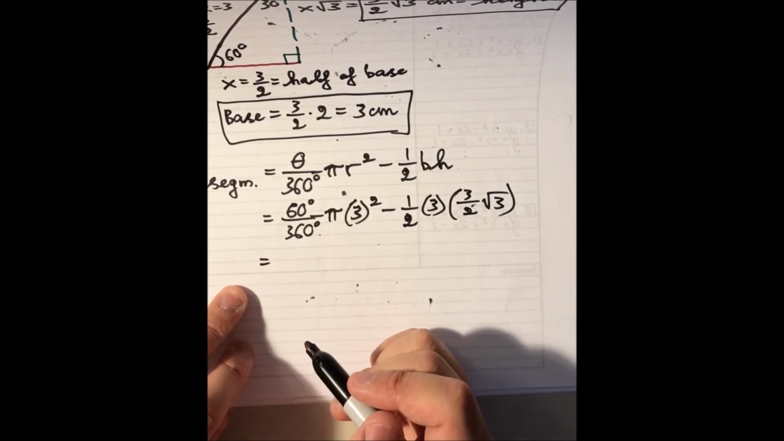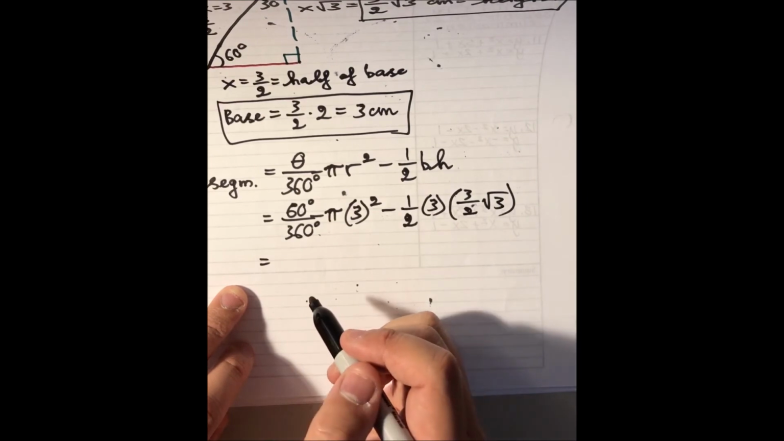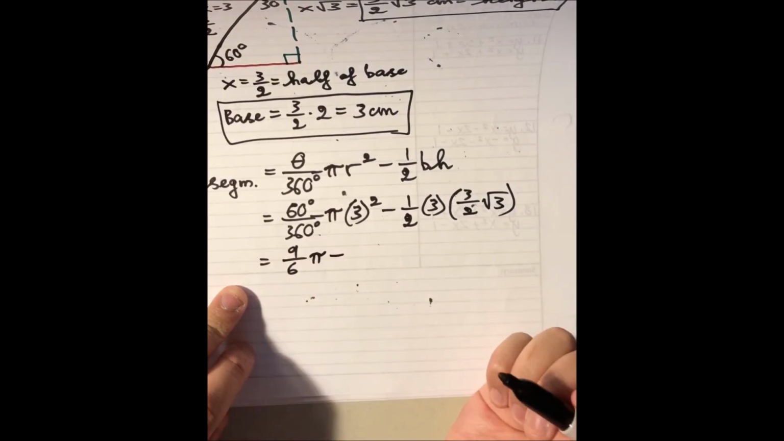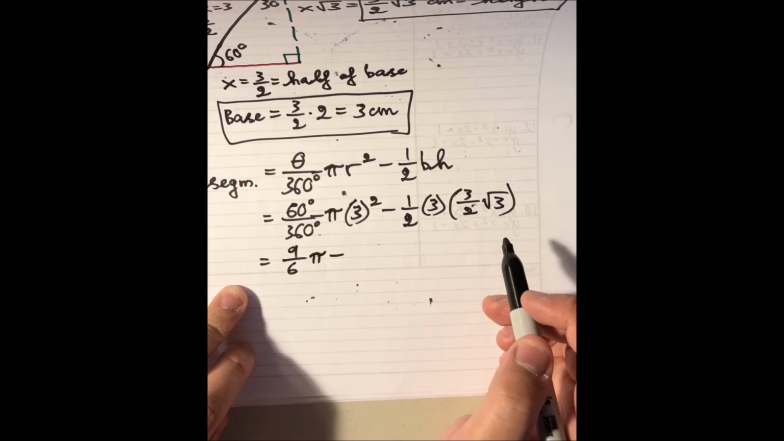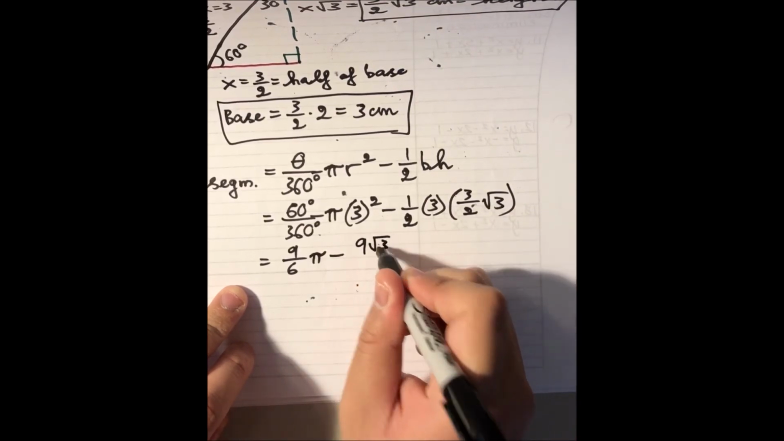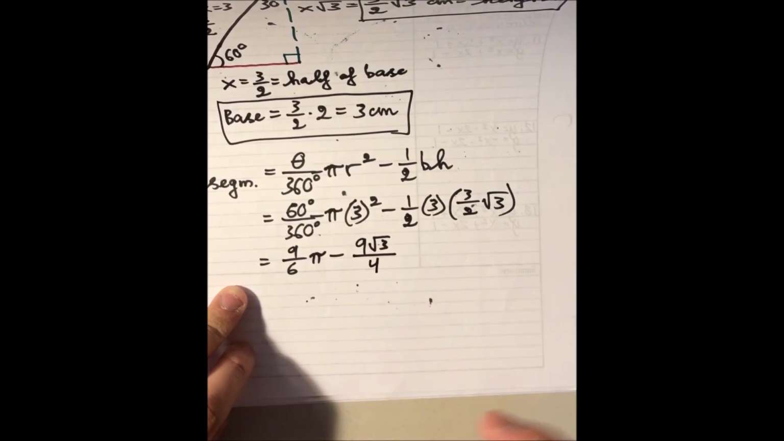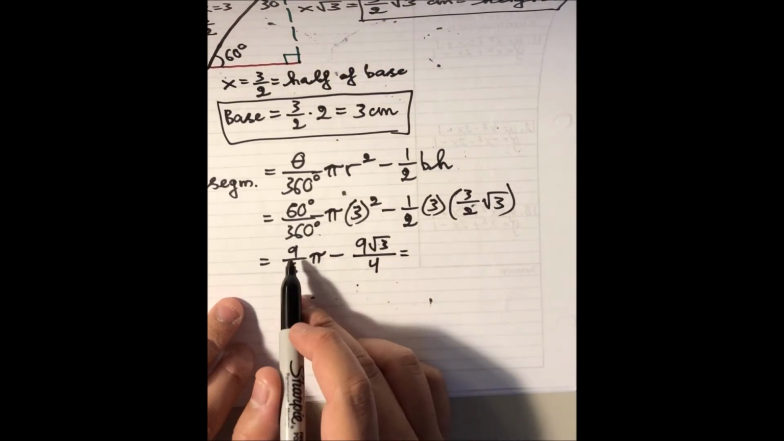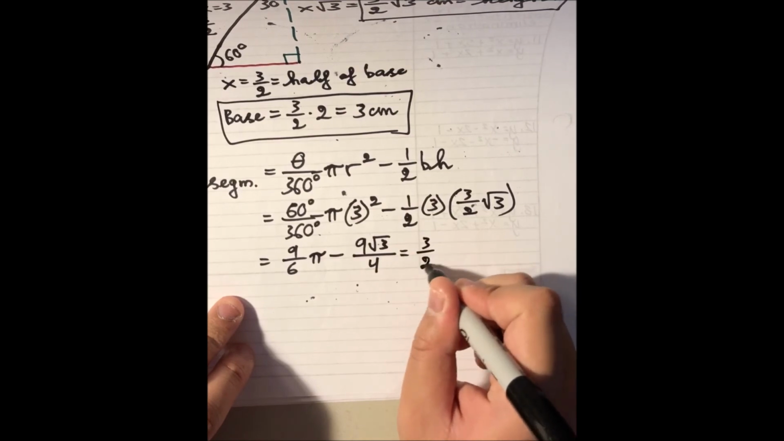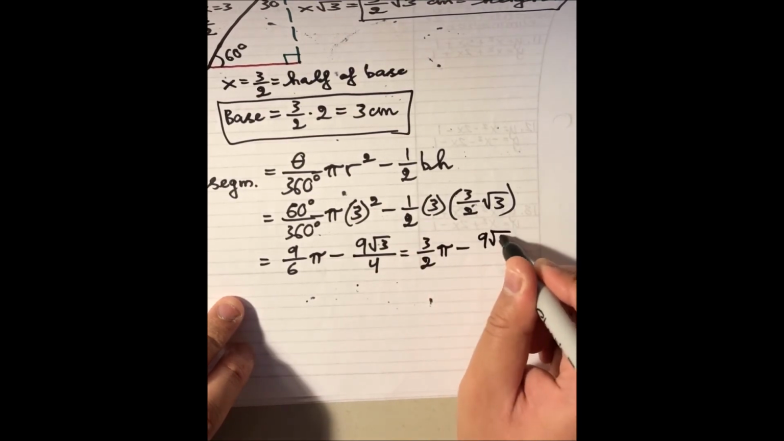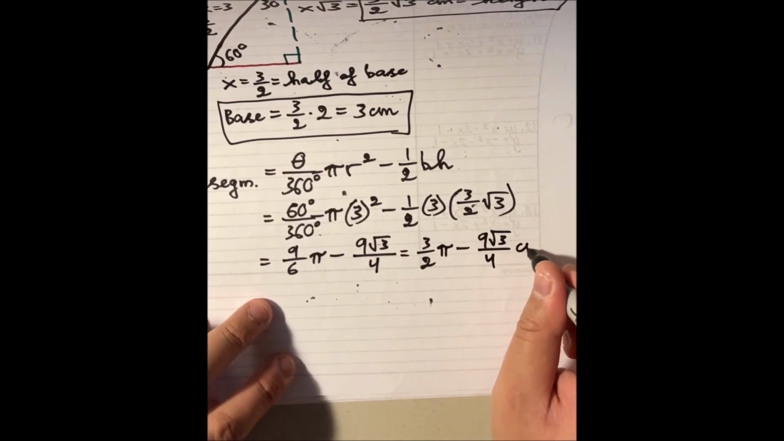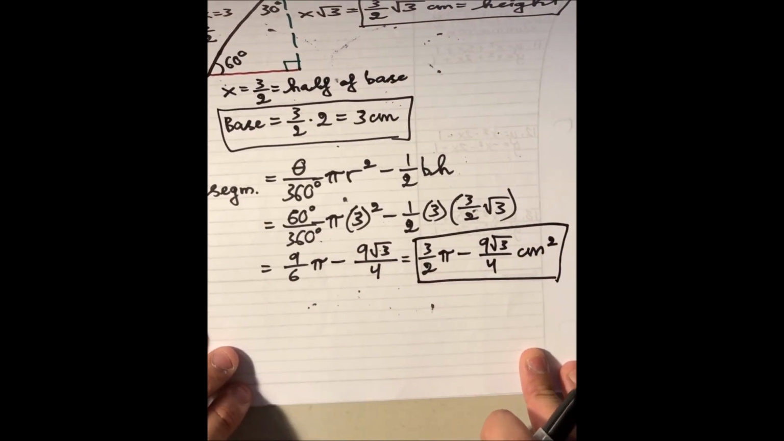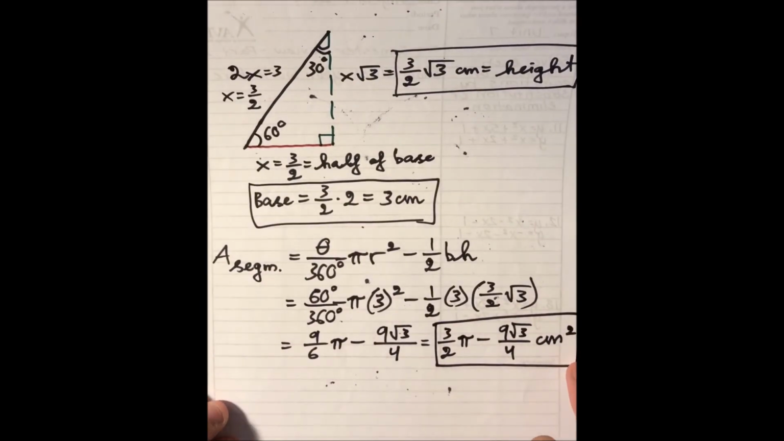60 over 360 is going to give you 1 over 6. 1 over 6 times 3 squared, which is 9. So 1 over 6 times 9 is going to be 9 over 6 pi. Minus 1 times 3 times 3 times square root of 3 is going to be 9 square root of 3, over 2 times 2, which is going to be 4. So really, if we simplify it even more, we can tell that 9 over 6 can be simplified to 3 over 2 pi minus 9 square root of 3 over 4 centimeters squared. So this is the area of one segment of this problem.